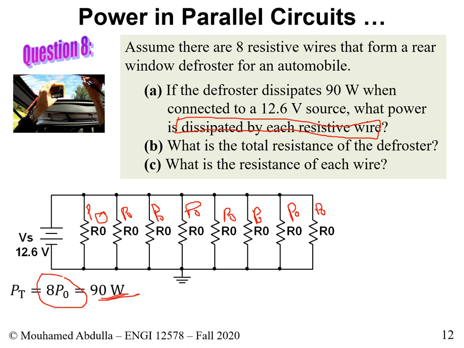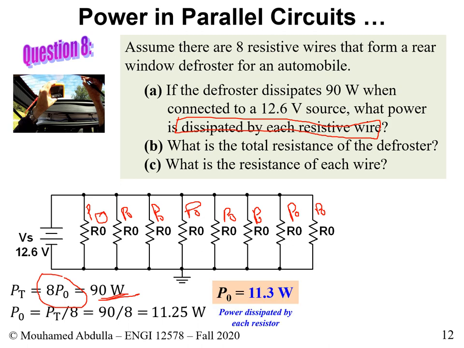How do we find P0? Well, that is just a division. We just divide 90 by 8, and that gives us 11.25 watts. So each of the resistive wires in a window defroster will dissipate roughly 11.3 watts. So that's the first question that we were able to answer. This is done, and this is the answer that we got for A.